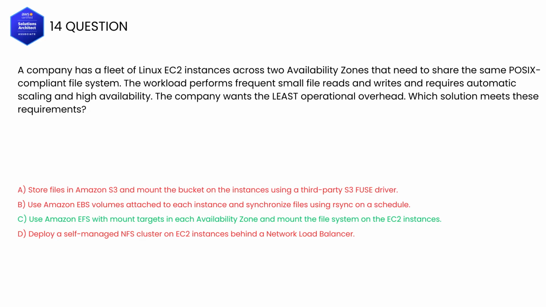B is incorrect because EBS volumes are typically attached to a single instance and they are not a shared file system. Periodic rsync introduces consistency gaps and operational complexity, and it doesn't provide real-time shared access.